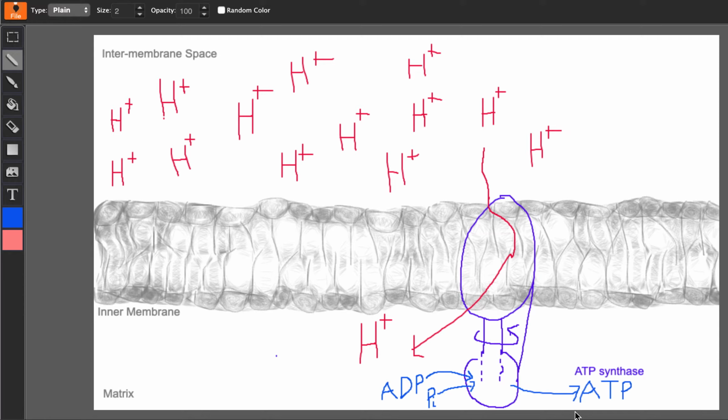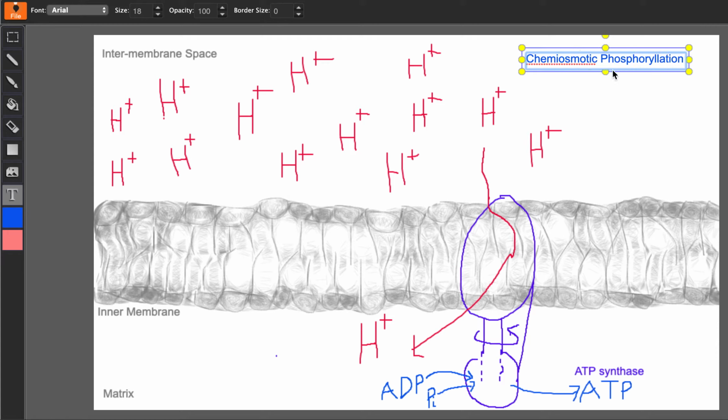So the last part that we covered was the electron transport chain, with all those enzyme complexes that pass the electrons and pump the protons. This piece is often called chemiosmotic phosphorylation. I know that's a big word. Let me write it out here. Chemiosmotic phosphorylation. Other times you'll hear it called oxidative phosphorylation.